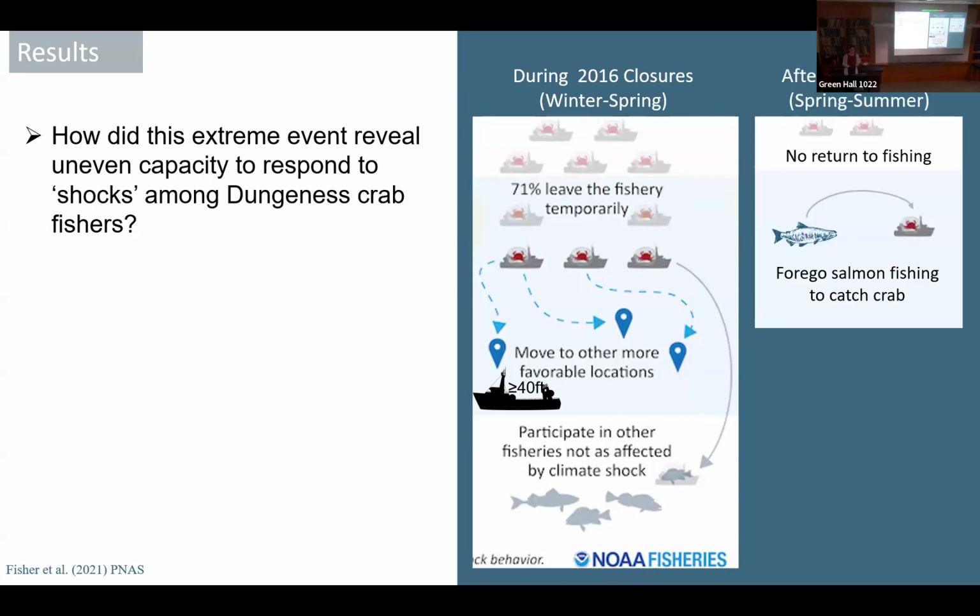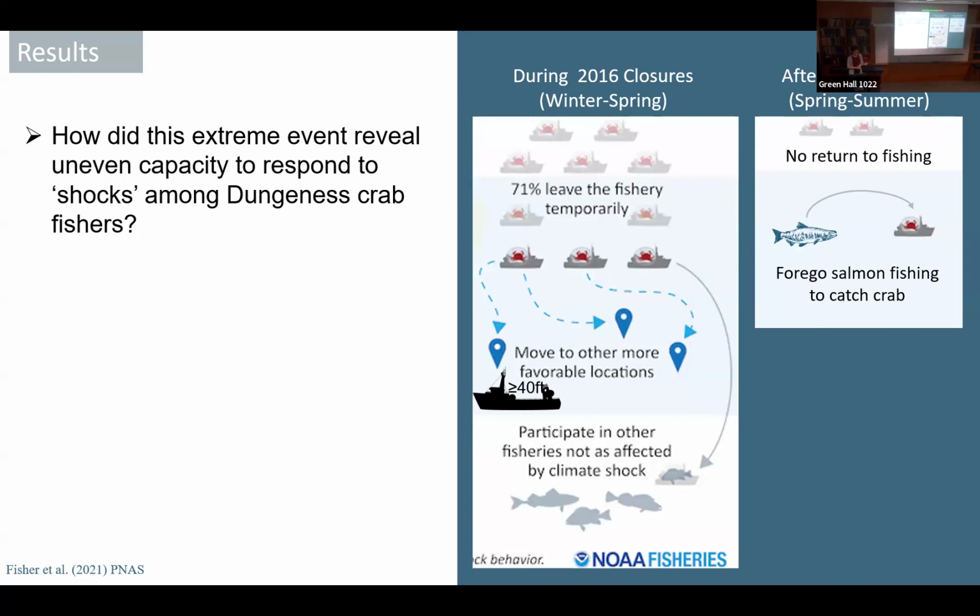We didn't see quite as many changes in fishery participation after the closures ended. So this is after the crab season has opened in 2016. There were a handful of small vessels that never returned to fishing in California during the following year. So those vessels regionally dropped out of fisheries.